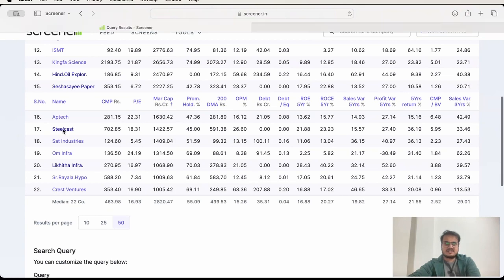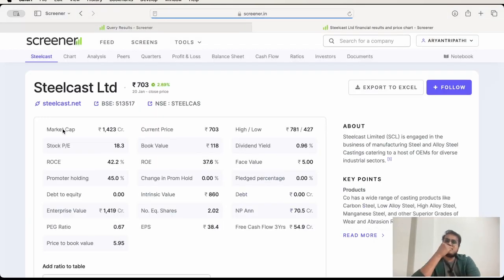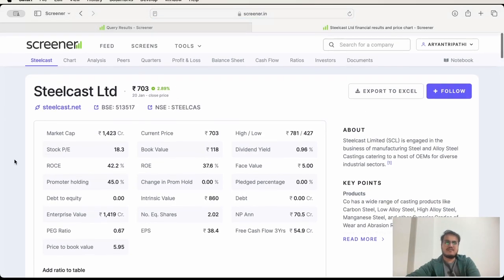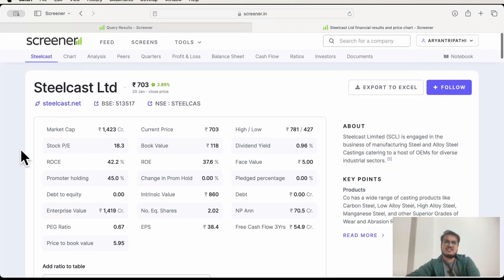For example, Steelcast. Steelcast is something which I want to read because the reason is very simple. They produce steel alloy wheels. Alloy wheels are in demand. The demand will keep on increasing because of the premiumization that is happening in cars. So Steelcast is something which I want to read. If I think that something is not extremely wrong here, then maybe I can decide to invest, or I can decide not to invest. Again, I have to go through this, but this is how I filter.